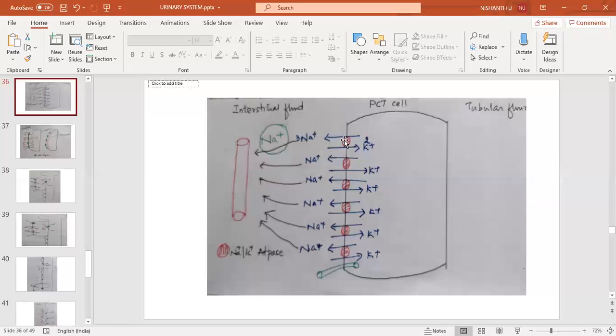And you have to understand that if there is damage to this sodium potassium ATPase, then sodium cannot go out and potassium cannot come inside. If sodium is not available first, then sodium cannot enter the cell, and if sodium cannot enter the cell, glucose also cannot enter the cell, and amino acids also cannot enter the cell.